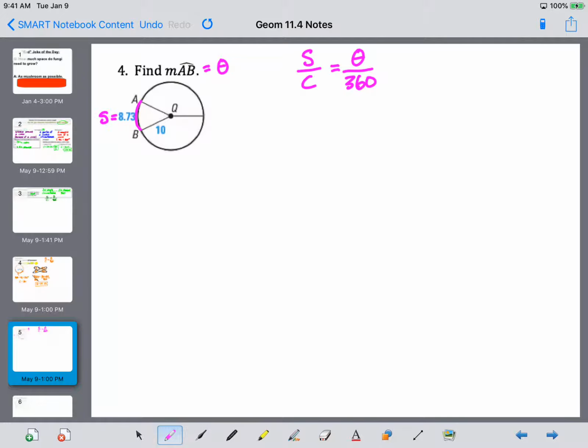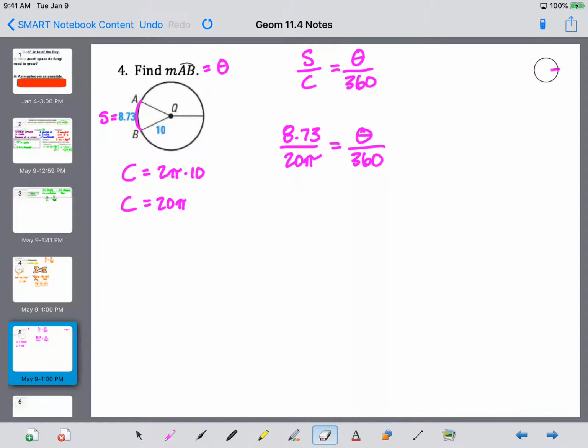They tell us the length of that arc is 8.73 units. They also give us the radius. So in order to find the circumference, we're going to take 2 pi times that radius of 10, which is 20 pi. All right, so we know S, we know C, the only unknown is theta, so we can solve for it. So we're going to fill in 8.73 for the arc length, 20 pi for the circumference, that's equal to theta over 360.